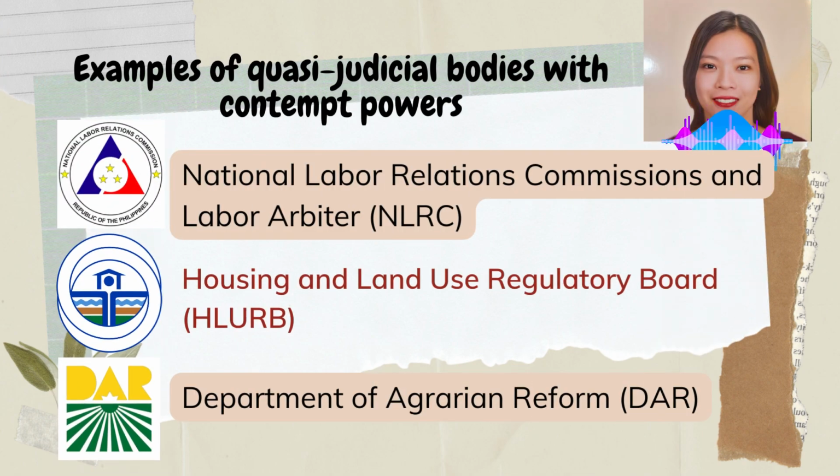Examples of quasi-judicial bodies with contempt powers. First is the National Labor Relations Commission and Labor Arbiter. Second is the Housing and Land Use Regulatory Board. And third, in exercise of quasi-judicial powers, the Department of Agrarian Reform.